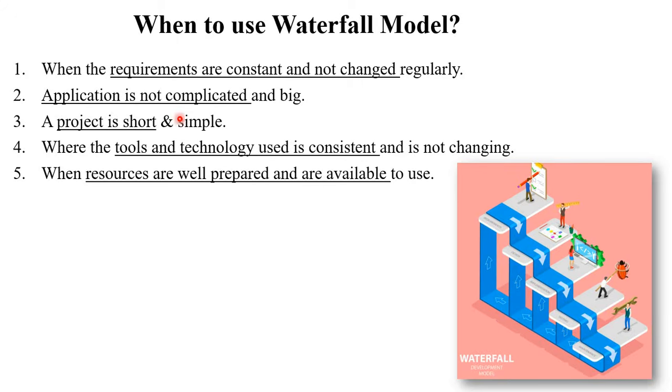Now the waterfall model is not used in complicated and big projects. It is used in short and simple projects. In the waterfall model, all the tools and technology used are consistent, that is, predefined. You can't change these tools and technology during the ongoing process of the waterfall model. Now the waterfall model also needs all the resources to be well prepared and easily available. So only that way, mainly requirements are fixed and it is used for short and simple projects. Clear?